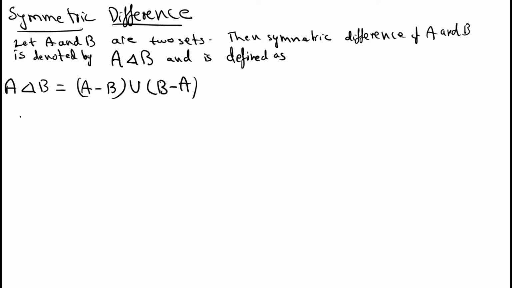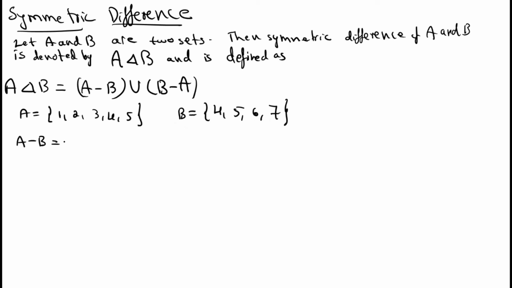Okay, for example, see, A is equal to 1, 2, 3, 4, 5 and B is equal to 4, 5, 6, 7. Okay, in the next case, calculate A minus B. A minus B means elements of A which are not in B. 1, 2, 3, right? 4 and 5 are in B. Then what is B minus A? B minus A is equal to elements of B which are not in A. 4 is there, 5 also in A. So remaining elements are 6 and 7.